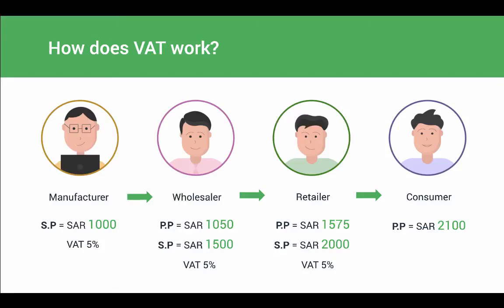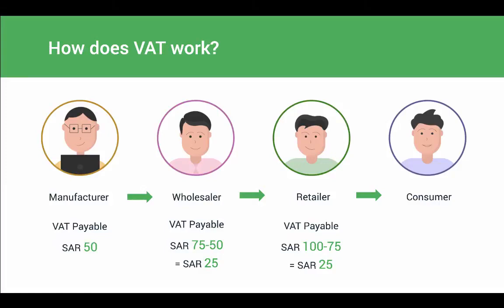Now the retailer adds another 500 reals to the initial price and sells the item to the end consumer for 2000 reals plus 5% VAT. So the end consumer pays a total of 2100 reals for the item.